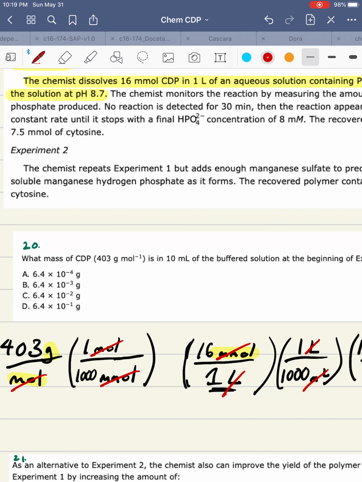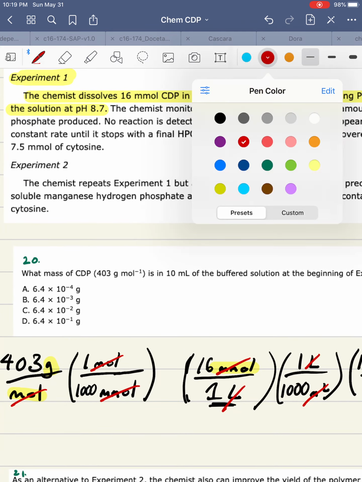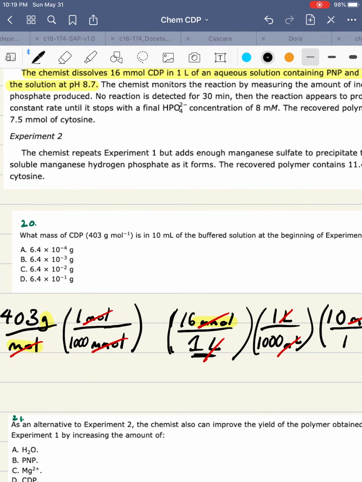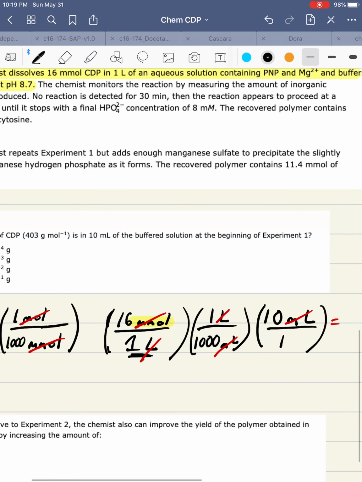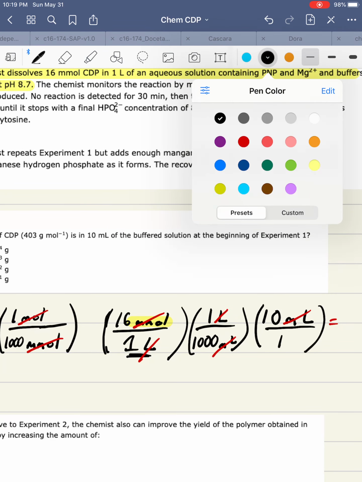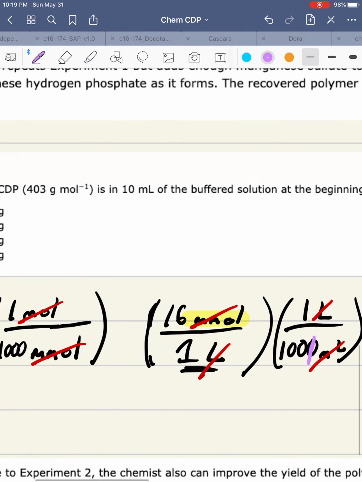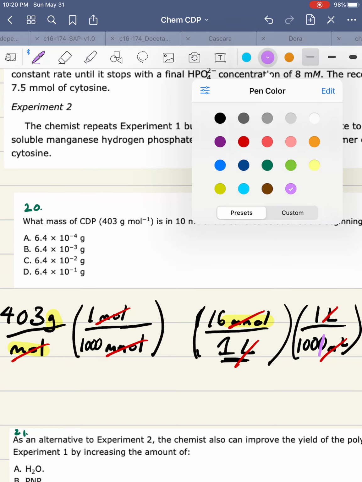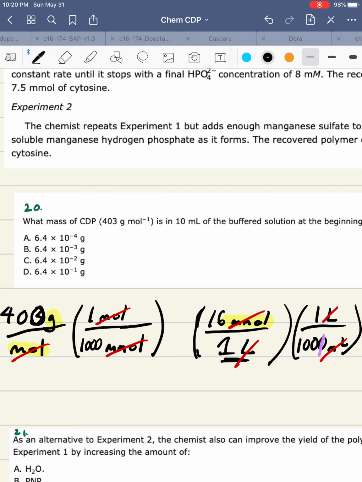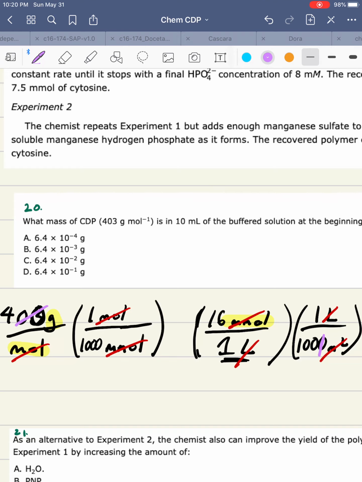And one quick thing I want to show you is if you were to multiply this out, I'll just multiply it out for you. 403 times 16 times 10. I'm going to make this a little easier. What else are we going to cancel out? I'm going to remove one of the zeros and cancel that out. I'm going to divide. Let's just call this 400 so it's easier to work with. And I'm going to cancel out two of the zeros here.